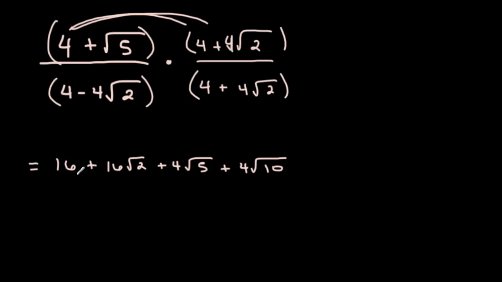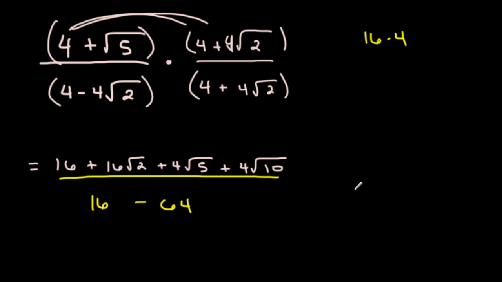Distribute my bottom. I'll do this one in yellow. Bottom again is going to be a little easier. You're just going to square the first term. So 4 times 4, 16, minus square the second term. So I have 4 radical 2 times 4 radical 2, which will be 16 times 4. 4 times 4, radical 2 times radical 2. So I have 16 minus 64 in my denominator.